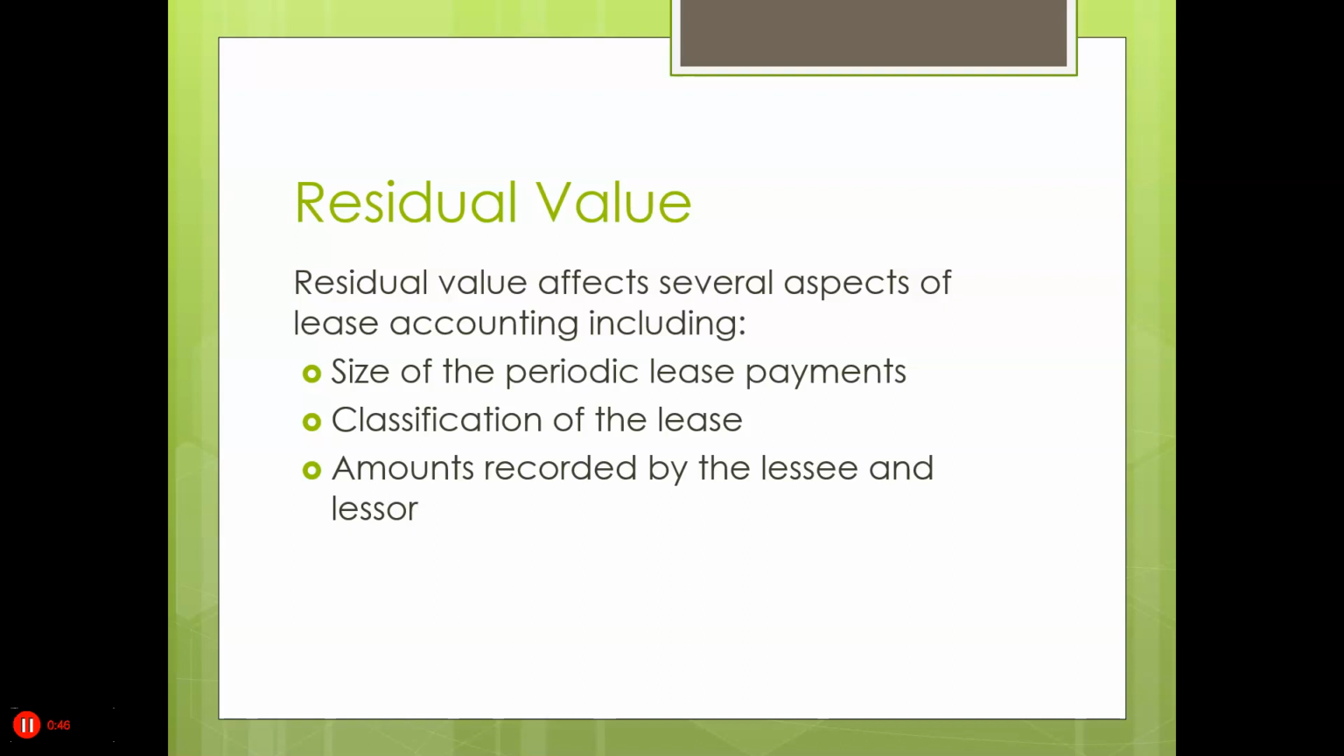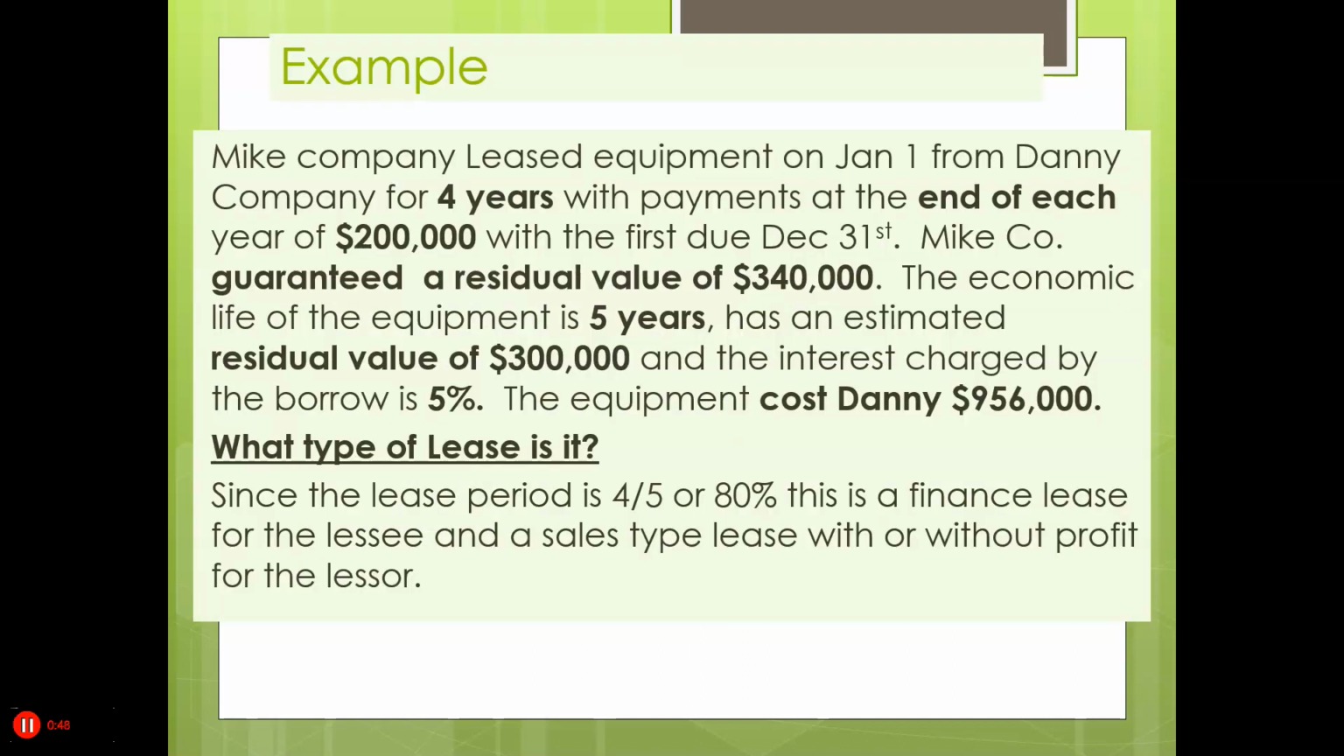Now we'll look at a problem. My company leased equipment on January 1st from Danny Company for 4 years with payments at the end of each year of $200,000, with the first year due December 31st. My company guaranteed a residual value of $340,000. The economic life of the equipment is 5 years and has an estimated residual value of $300,000. The interest charged by the lessor is 5%.